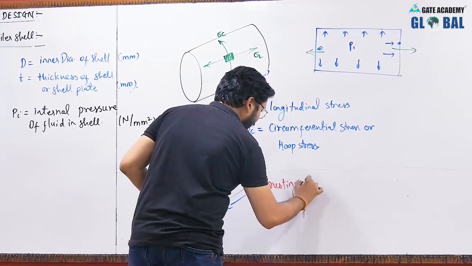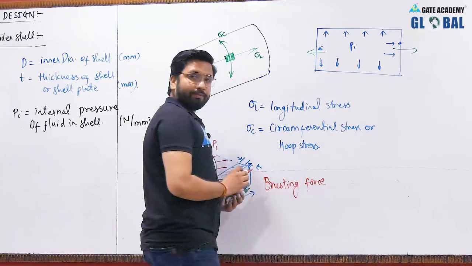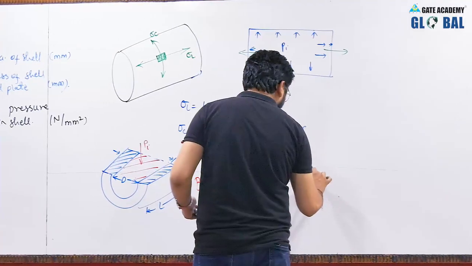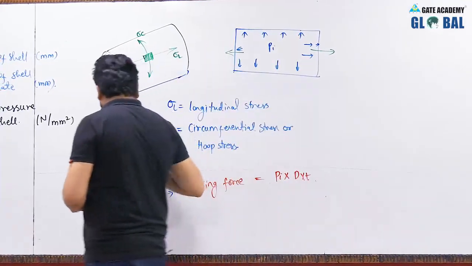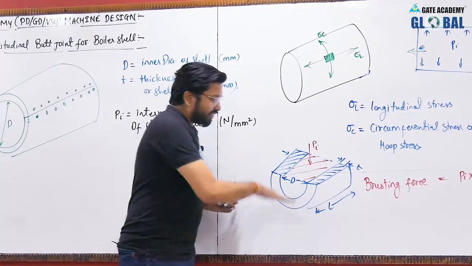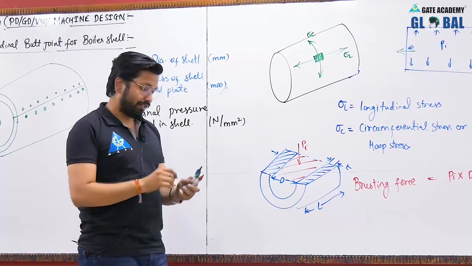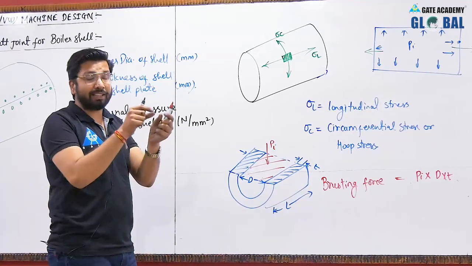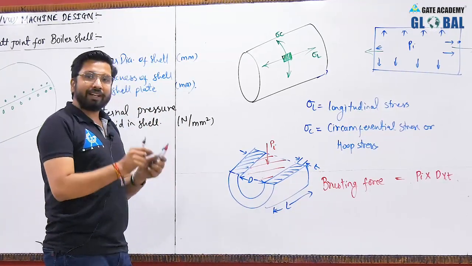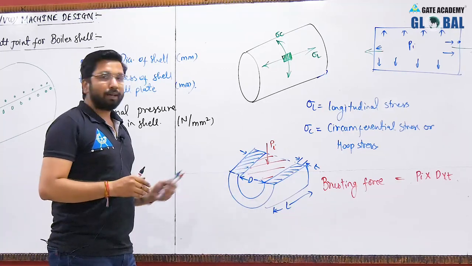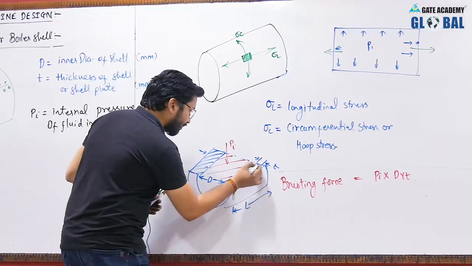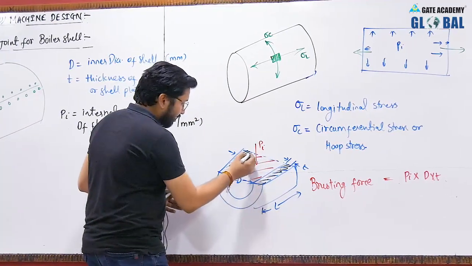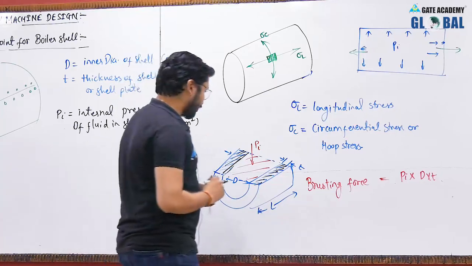Bursting force will be equal to this internal pressure Pi into the projected area, that is D into T. This is the force which is trying to enlarge the diameter of the shell. Now this force will be resisted by the material of the shell itself, and this material will be resisting the pressure force, that is the bursting pressure.